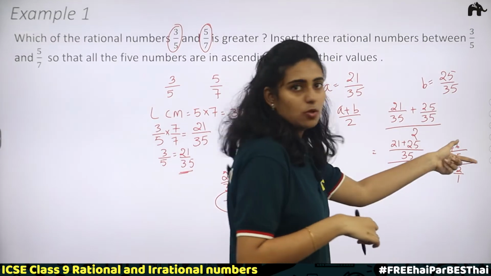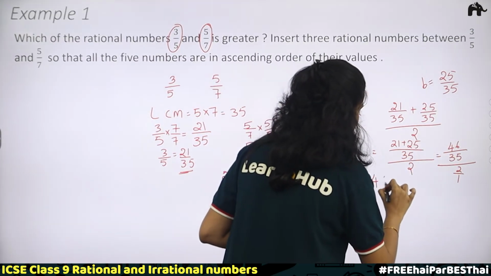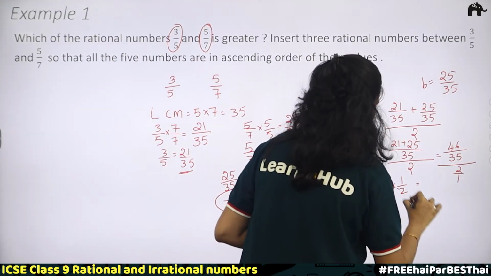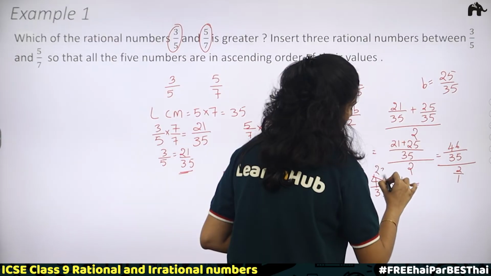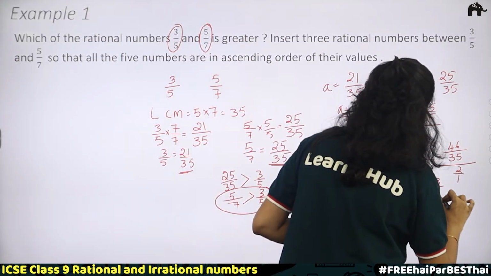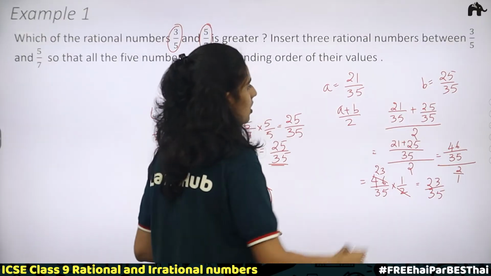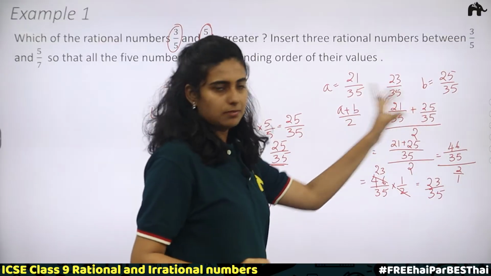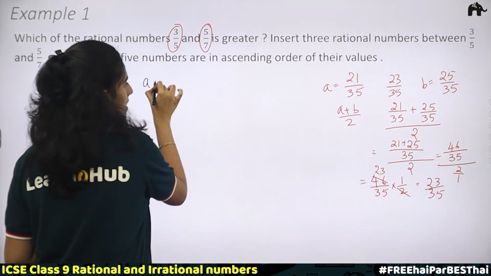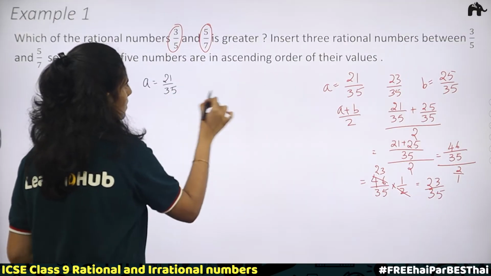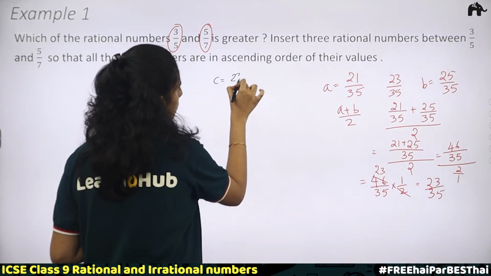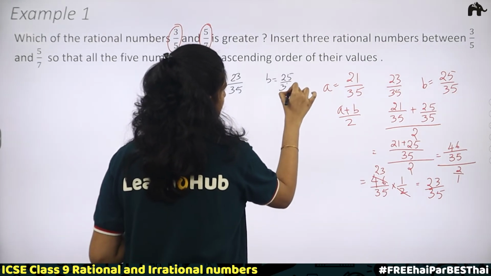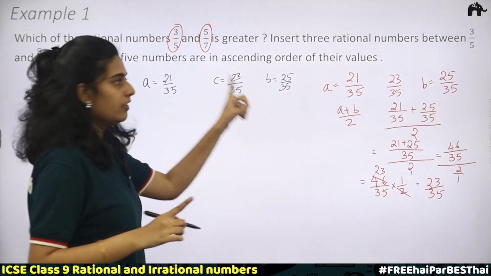Okay, now taking the reciprocal and multiplying, what do we get? 46 by 35 into 1 divided by 2, and 2 and 46 can be cancelled. We get 23 divided by 35. Okay, so we have got a number 23 by 35 which lies between A and B. Okay, next, A is equal to 21 by 35. Let us say C is equal to 23 by 35 and B is equal to 25 by 35. We need 3 numbers lying between A and B. Here we have got 1 number.